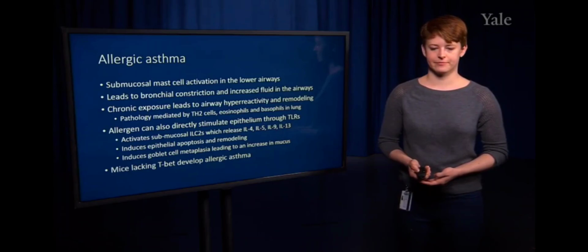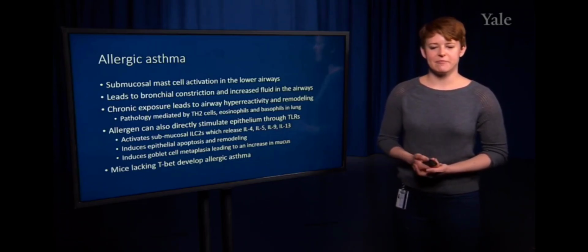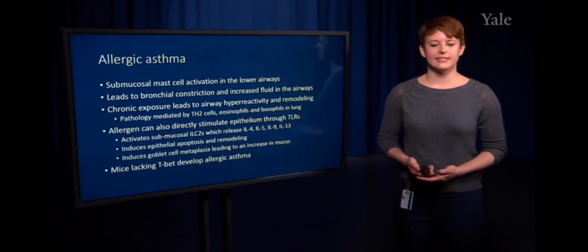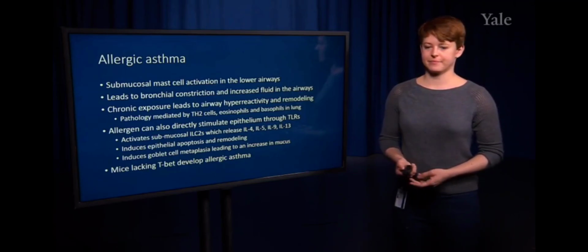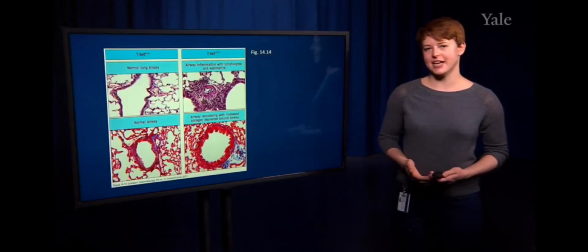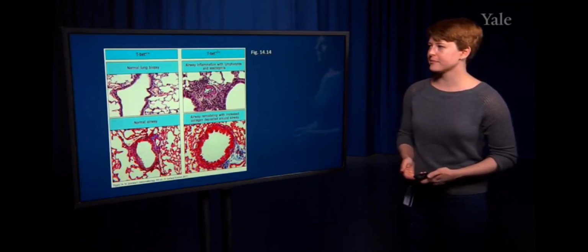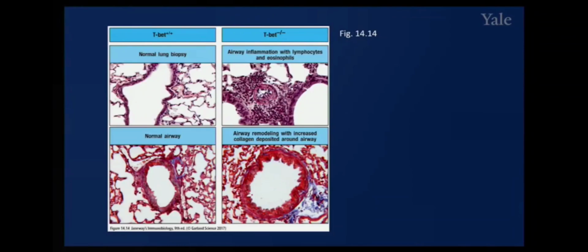And we see that mice lacking Tbet, which is a transcription factor important for Th1 cells, can develop allergic asthma. And here, I've mentioned a few times this airway remodeling. This figure is a really good example of that. So on the left, you see a mouse that's positive or wild type for Tbet. And the normal lung is nice and open. The alveoli have a lot of space for gas exchange. And the normal airway is not very thick.